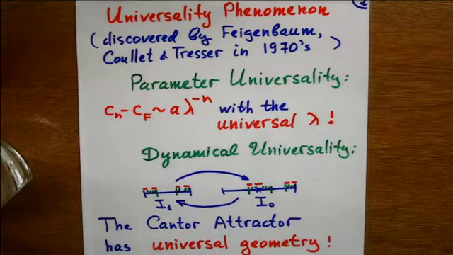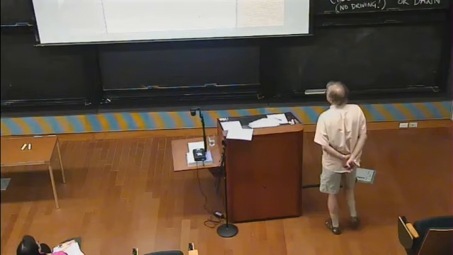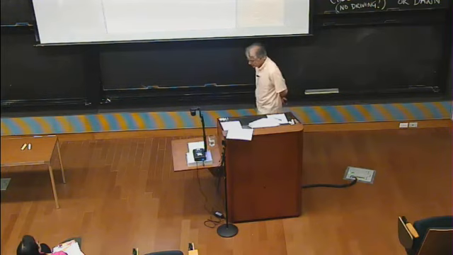So this is a universal lambda, which does not depend on a particular family. Well, in a large class of families, certainly you need to specify some class of families, but it is a large class of unimodal maps with quadratic critical point. It could be quadratic, could be sine, could be many other choices, and this lambda is the same, and probably transcendental. So that was the striking observation that Feigenbaum made. And sometime later, there was a similar observation in the dynamical plane, sorry, not the parameter plane. So it was parameter universality, and then there is a dynamical universality.